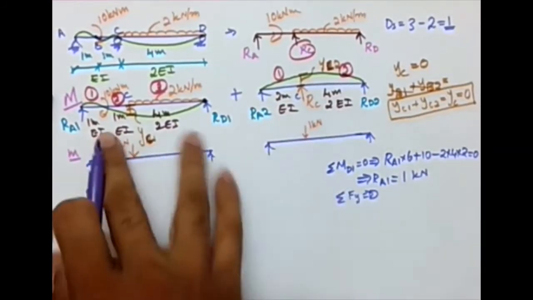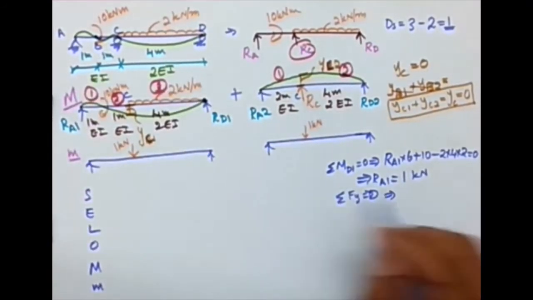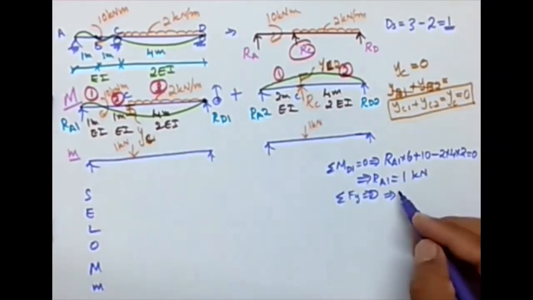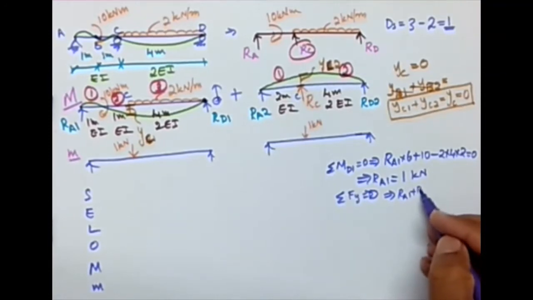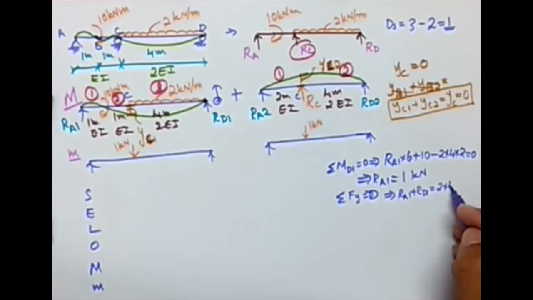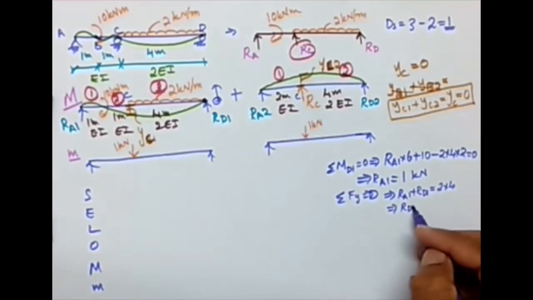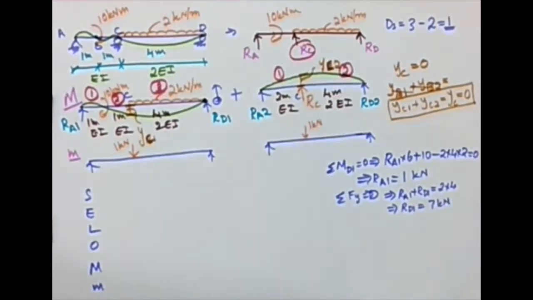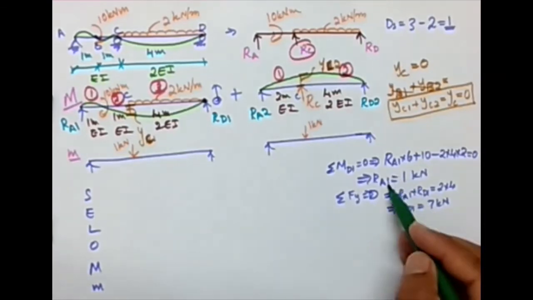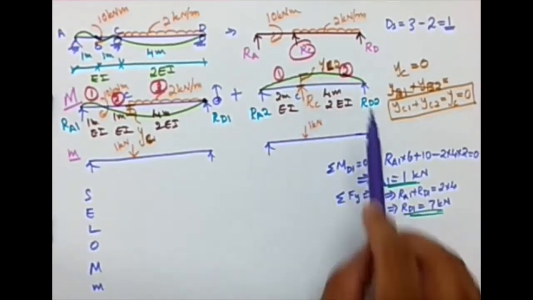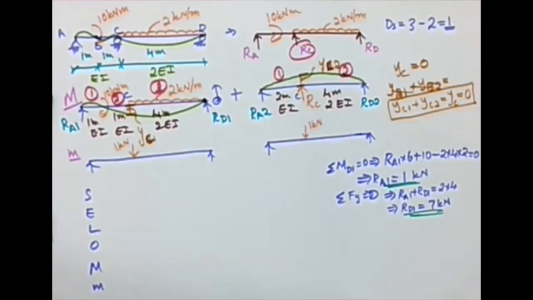What about RD1? I can use sigma Fy equal to 0, and I'm taking upward as the positive sign convention. So RA1 plus RD1 equal to the downward load, which is 2 times 4, which implies RD1 is equal to 8 minus 1, that is 7 kilonewton. So I have the values of RA1 and RD1. Now I'm going to calculate RA2 and RD2.